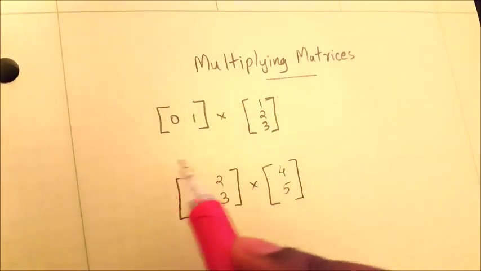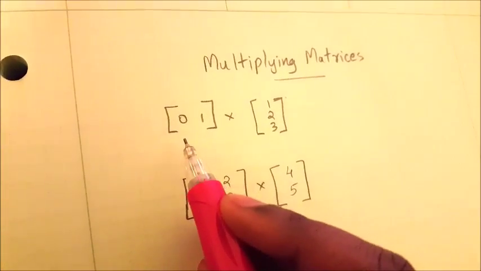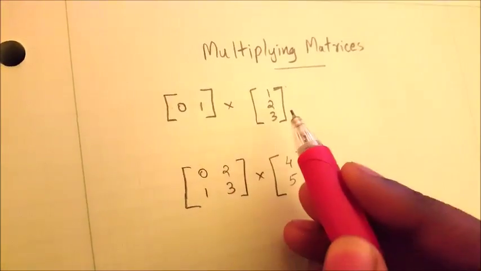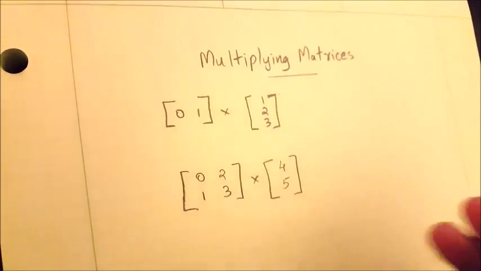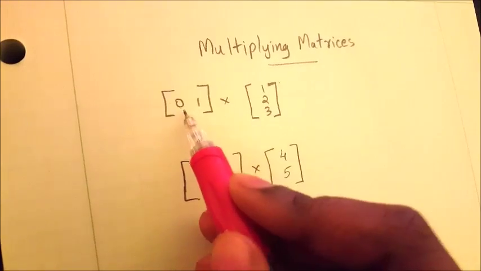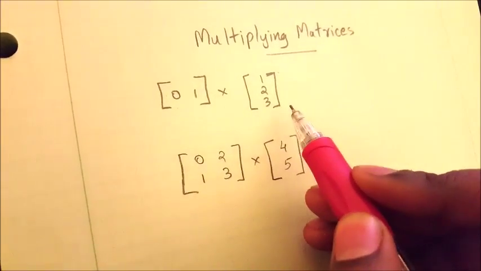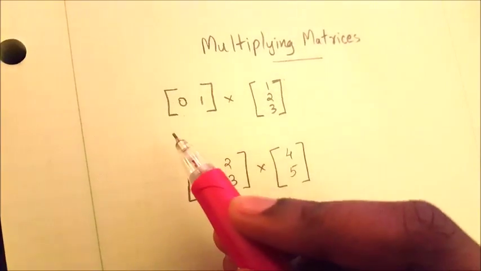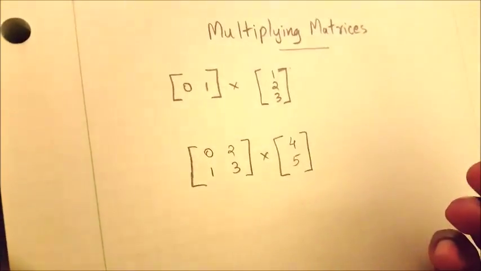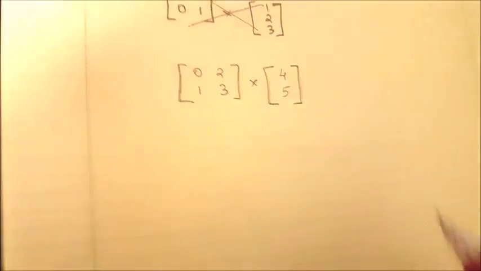So let's look at the first pair over here. You want to make sure that the number of columns in the first matrix equals the number of rows in the second matrix. Otherwise you can't really multiply them. So for this matrix, you have 2 columns, 1, 2, and then for this matrix, you have 3 rows, like 1, 2, 3. Since the number of columns and the number of rows don't match up, you can't really multiply them, so this is out of the question. You can't really do that problem.